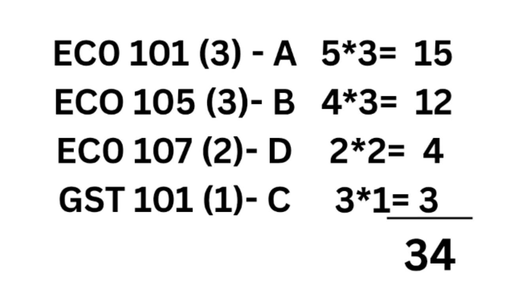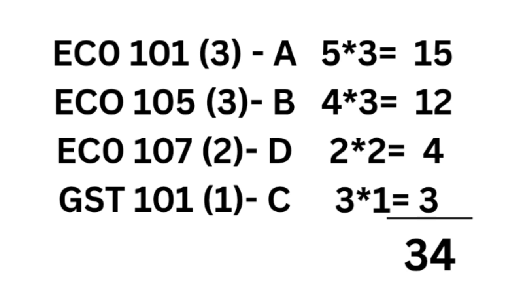For the next course, Eco 105, the credit unit is 3 and he got a B. And we know that B is 4 points. So it's going to be 4 multiplied by 3, that is 12. And the next course, Eco 107, he got a D. And D, we know D is 2 points. So 2 multiplied by the credit unit 2, which is equal to 4.